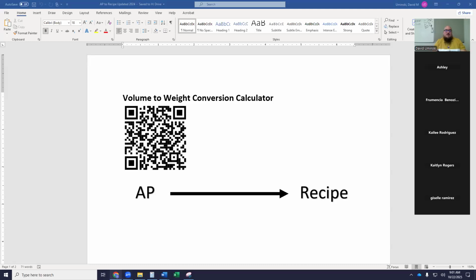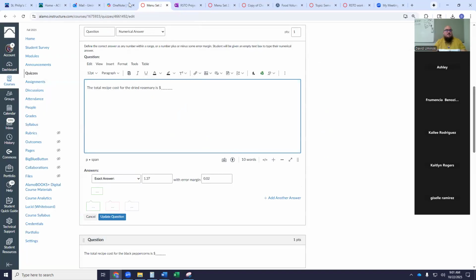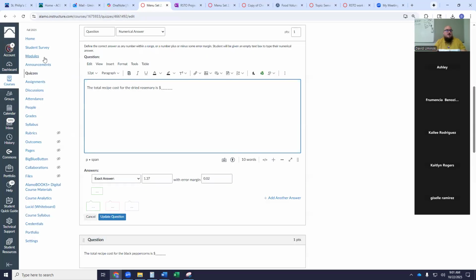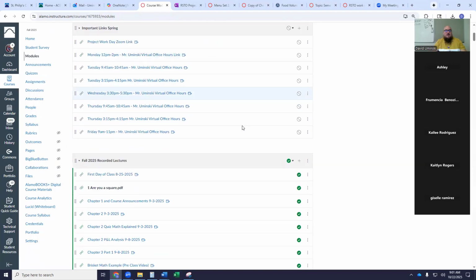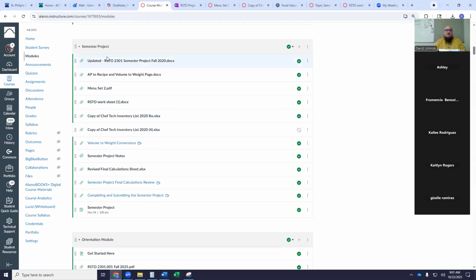Okay. So what I recommend is when you come to the project module, which for you is the third module. I moved it to the top so that you don't have to keep scrolling through all of the other ones. So it's the third module down.